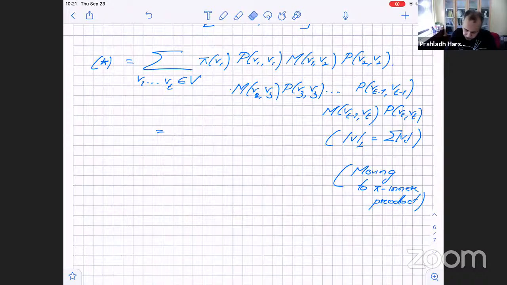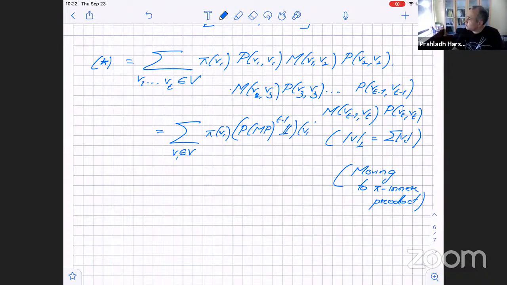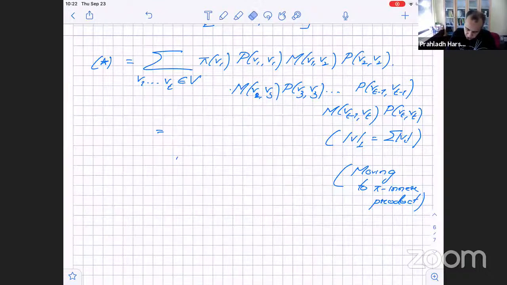I could have skipped this first step. What is this? This is exactly summation v in V, pi v1, PMP to the T minus 1, 1 at v1. Is this what it is? No, one second. What I had written previously was the object. What's the object? It's pi PMP to the T minus 1, 1.